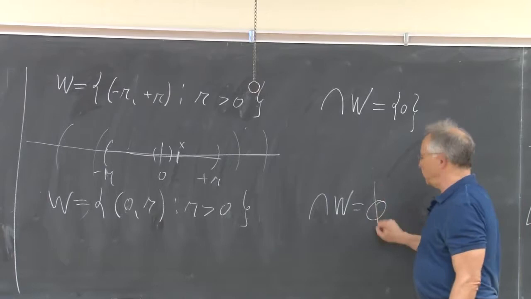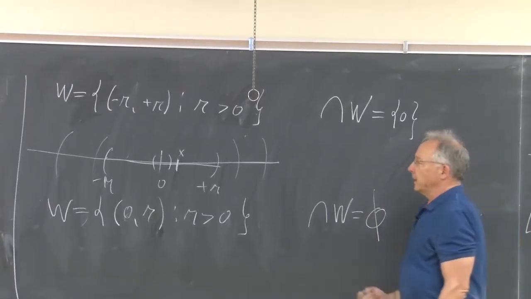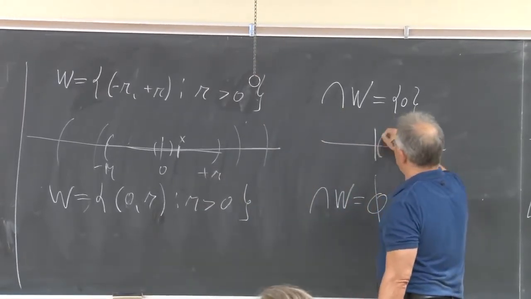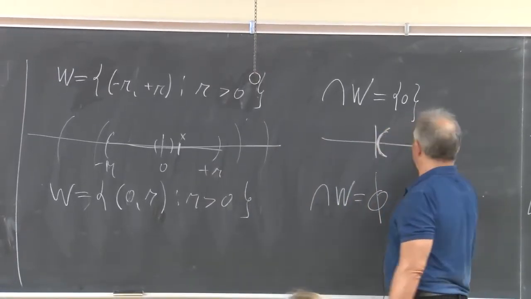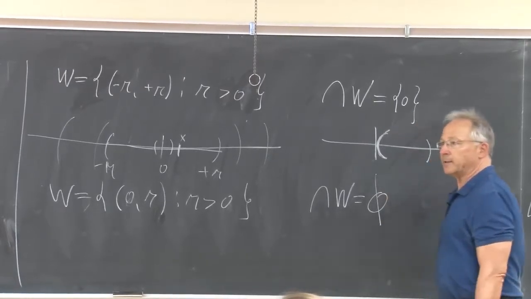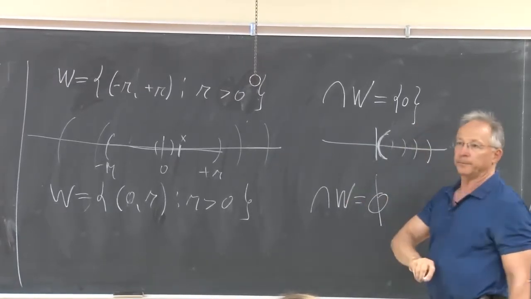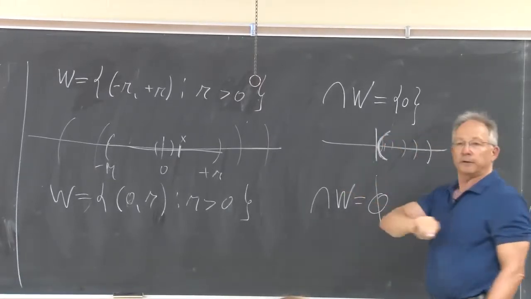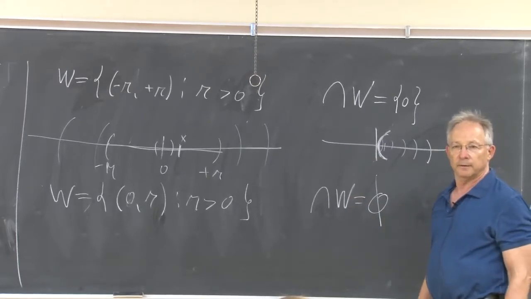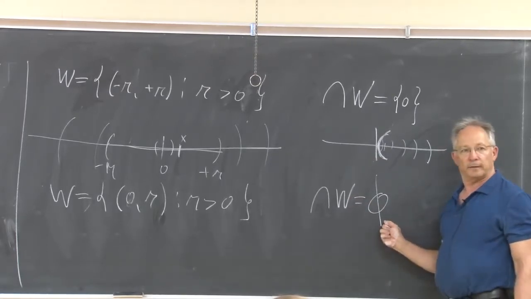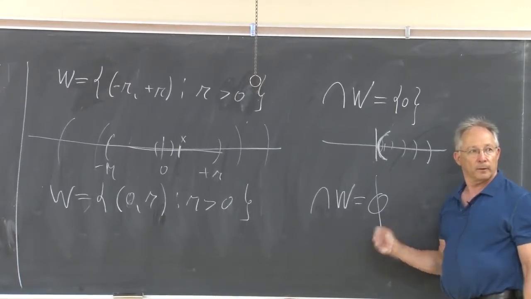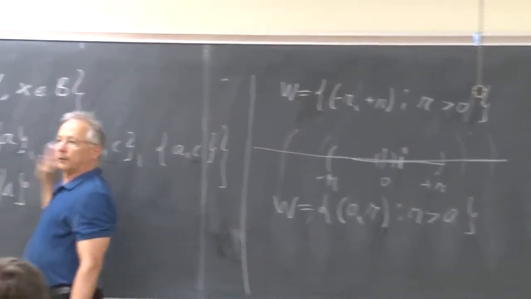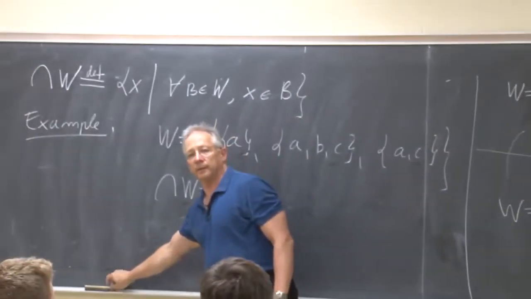The intersection is going to be the empty set because, if I look at intervals that start at 0 but don't include 0 and end somewhere, and I ask which number belongs to all of them, no number does, because for every number I can take a close enough interval that will leave it outside. So nothing will remain in the intersection of W. Okay? And so I have this operation of intersection over a collection of sets, not just over two sets.